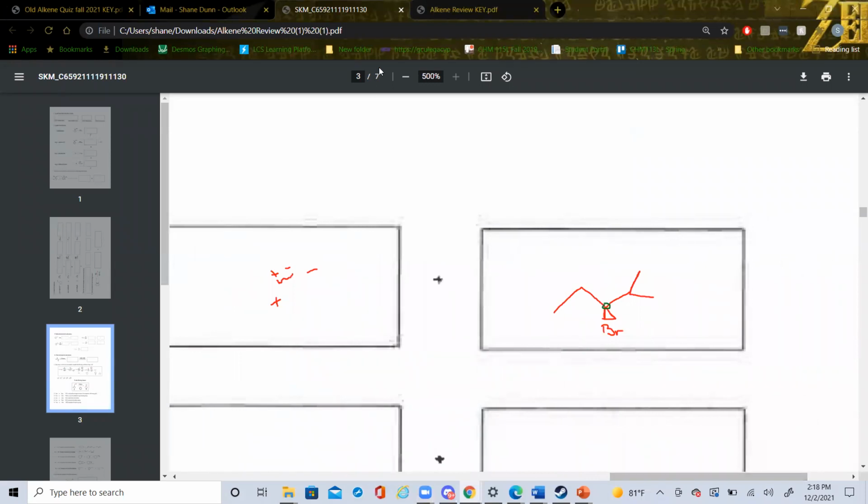So what would go here instead? The exact same setup, except instead of being a wedge, it's going to be a set of dashes. And that is what it looks like.